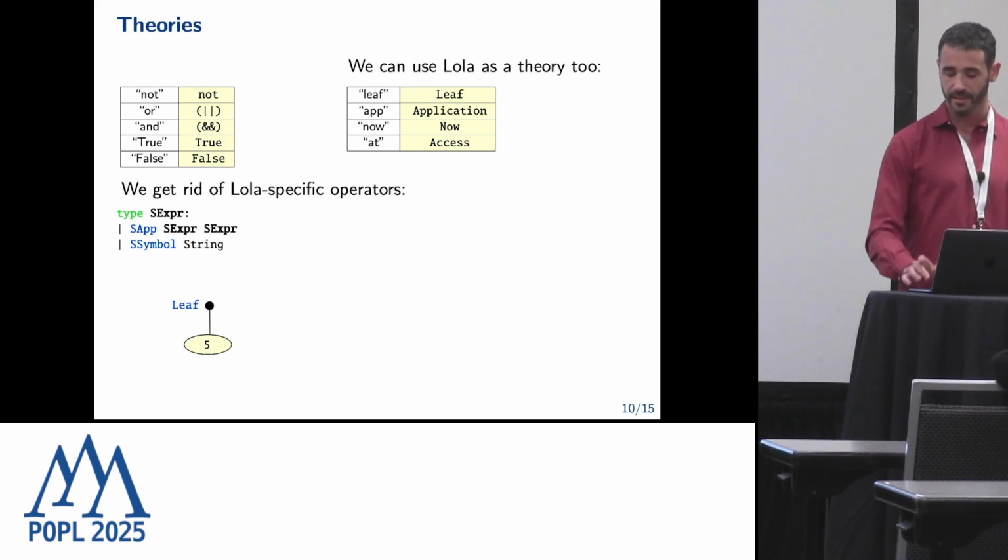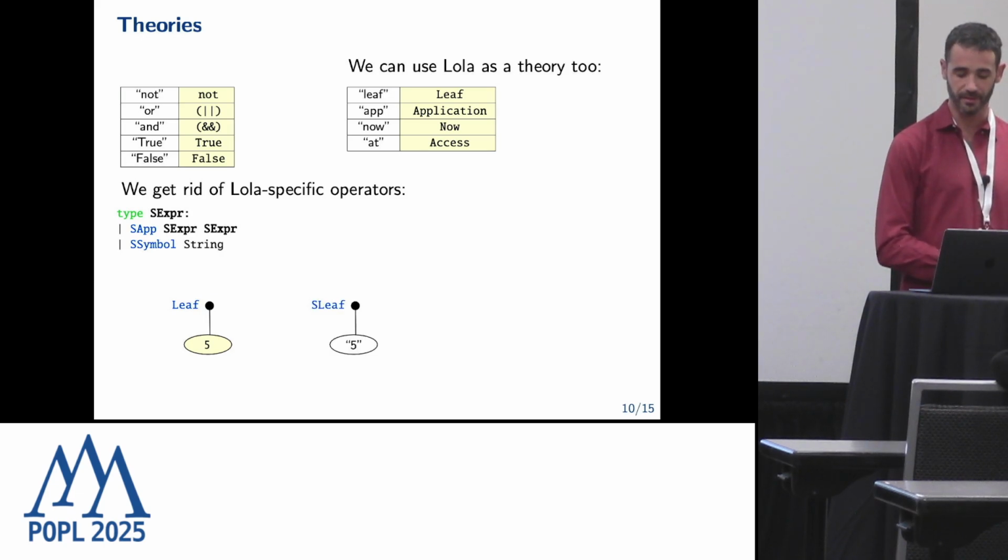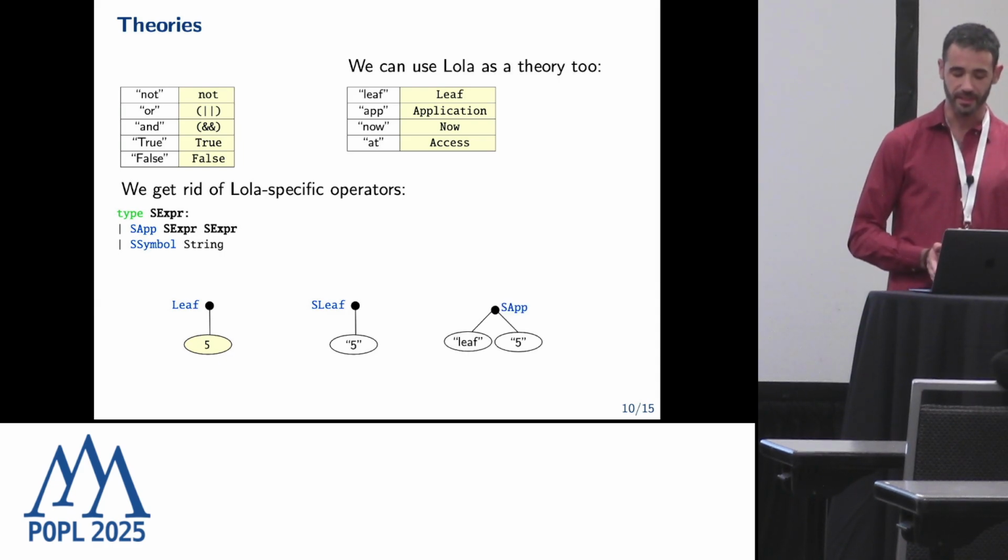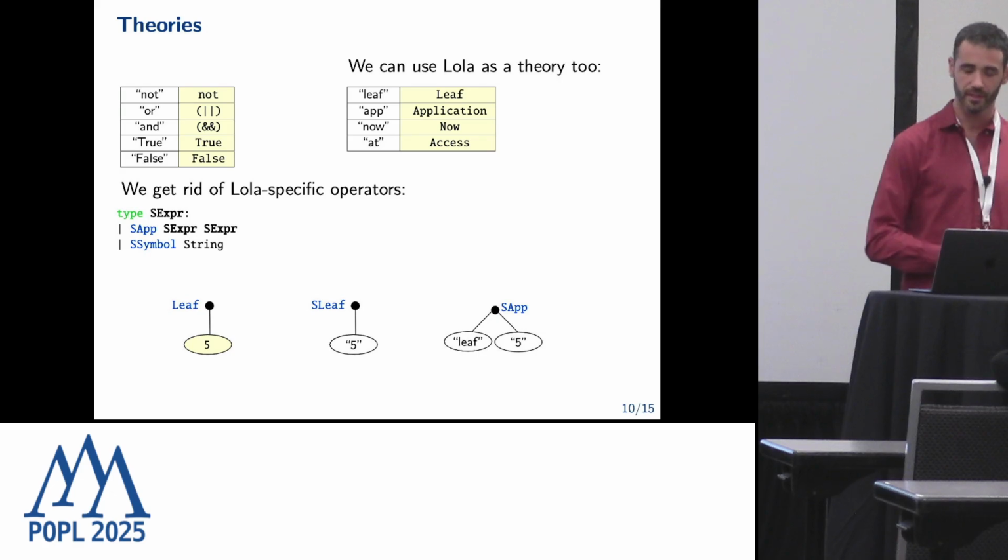And the only difference is that now an HLOLA expression doesn't have a corresponding tree with the same shape, but instead, in this case, the HLOLA expression leaf 5 is the application of the symbol leaf to the symbol 5.